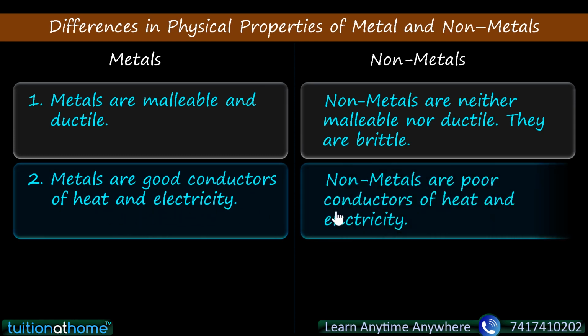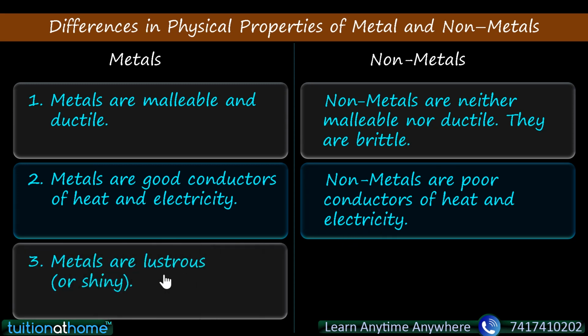The next difference is that metals are good conductors of heat and electricity, whereas non-metals are poor conductors of heat and electricity. Although, there is an exception, which is graphite. Graphite is a form of carbon which is considered to be a good conductor of heat and electricity. Okay, so don't forget the exceptions.